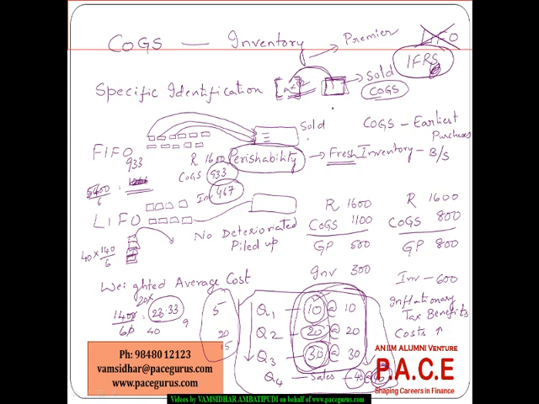IFRS does not recommend the usage of LIFO, whereas FIFO, weighted average and specific identification are allowed under both the methods, right? So this is one major mechanism associated with the inventory expenses or cost of goods sold expenses, the different mechanisms in which the cost of goods sold expense needs to be recognized in the financial statements. A brief understanding of that particular aspect is something everyone needs to be comfortable with, right?